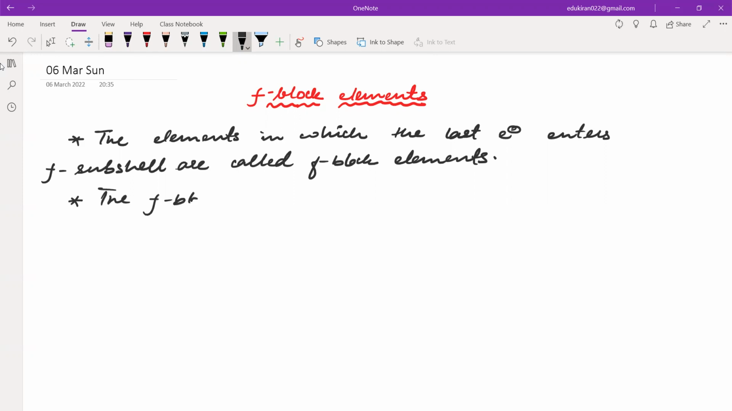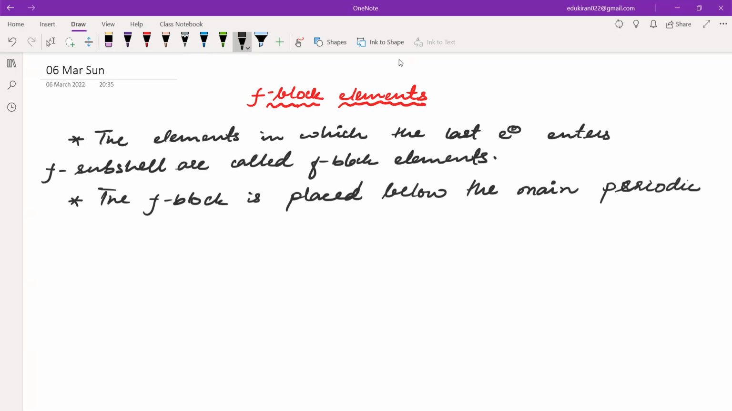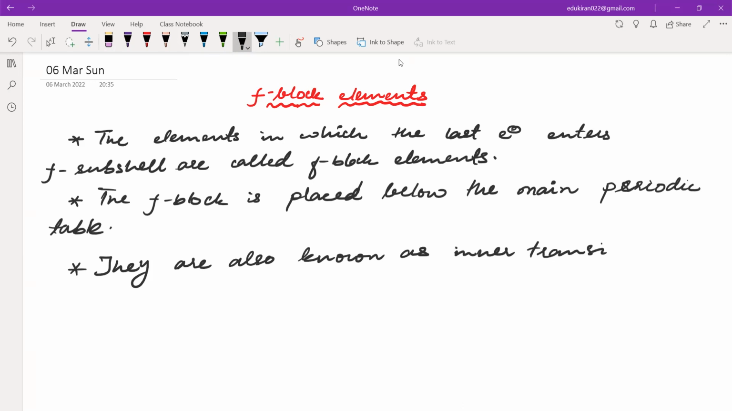The F block is placed below the main periodic table, and this is the reason they are also known as inner transition elements or inner transition metals.